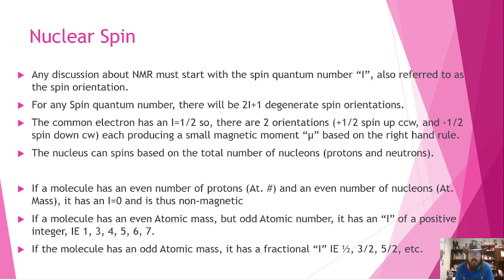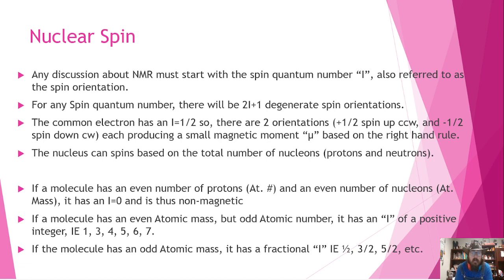They're each producing their own small magnetic moment, based on what we call the right hand rule, where if you hold your right hand, curl your fingers in, either clockwise or counterclockwise, the thumb points the direction of the magnetic moment. So counterclockwise spin has an upwards magnetic moment, clockwise spin, a downwards magnetic moment. Well, the nucleus could spin based on the total number of nucleons, which is its protons and neutrons.